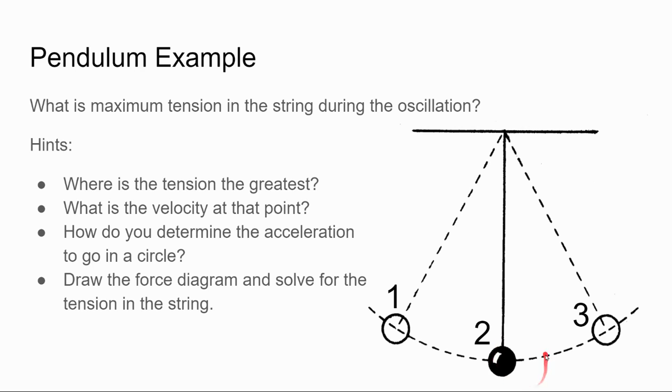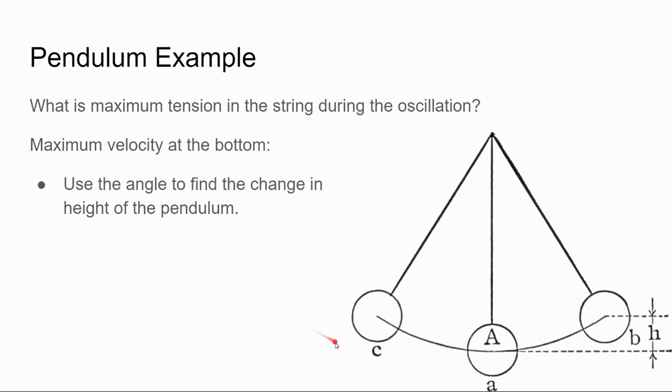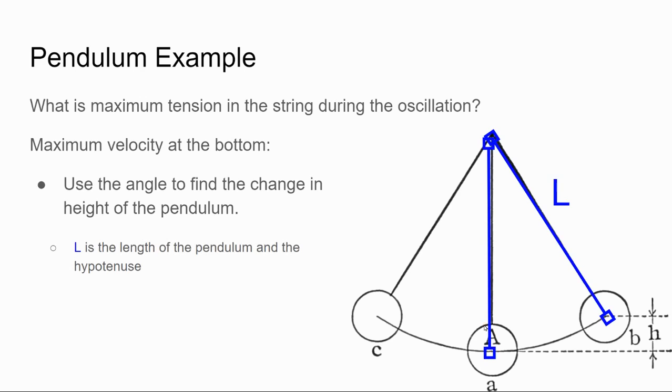If I ask you to solve for the tension in this string, you really have 4 things that you need to do. The first thing is that the tension is the biggest at the bottom. The second thing is that we need to figure out the velocity at the bottom. So we're going to need to use the angle to find the change in height of the pendulum.